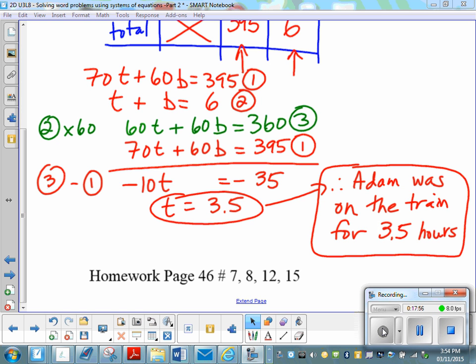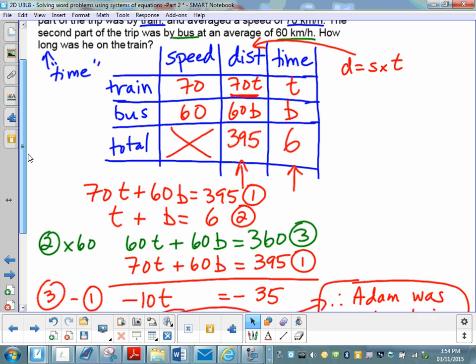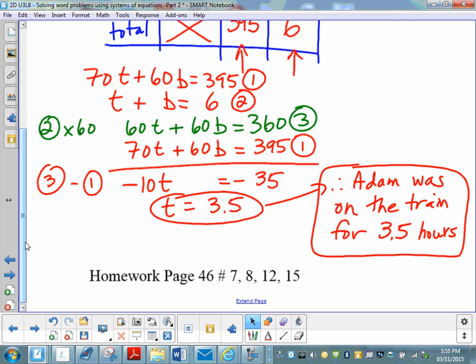Okay, so I solved this one. I multiplied equation 2 by 60, and then I was able to subtract the two equations. I ended up finding that T was equal to 3.5. So remember, T was the time on the train, and that's specifically what we were being asked for. They don't want to know anything about the bus, but the time on the train is 3.5 hours.